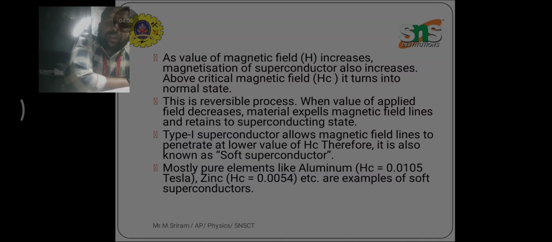A type 1 superconductor allows the magnetic field lines to penetrate only at a low value of Hc, therefore they are also known as soft superconductors. Mostly pure elements like aluminum, 0.0105 Tesla, and zinc, 0.0054, are examples of soft superconductors.